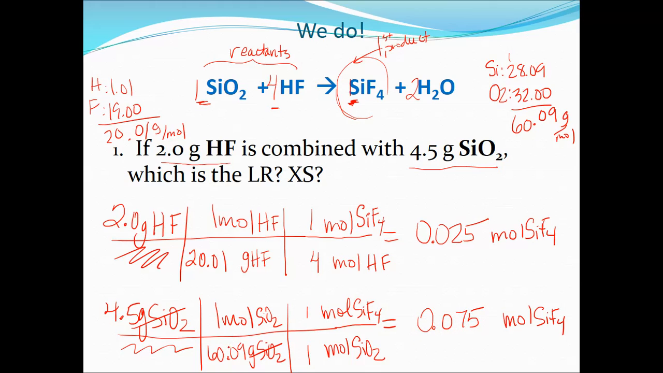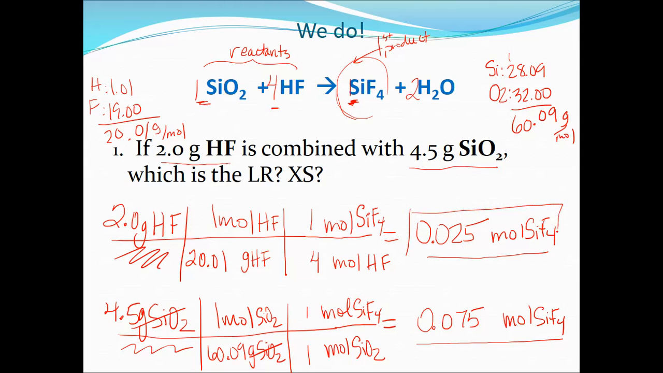Now, let's think about what we did in the sandwich example and what we're going to do now, because it's the same train of thought. So when you get to this point, you figure out how many moles of the first product you can make. Whichever one makes the least amount is your limiting reactant. Remember the sandwich example? The peanut butter could only make 35 sandwiches. That was the least amount. So whichever one makes the least amount is your LR.